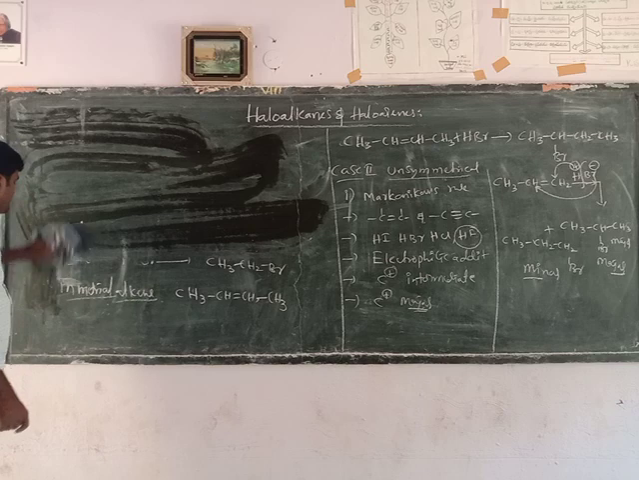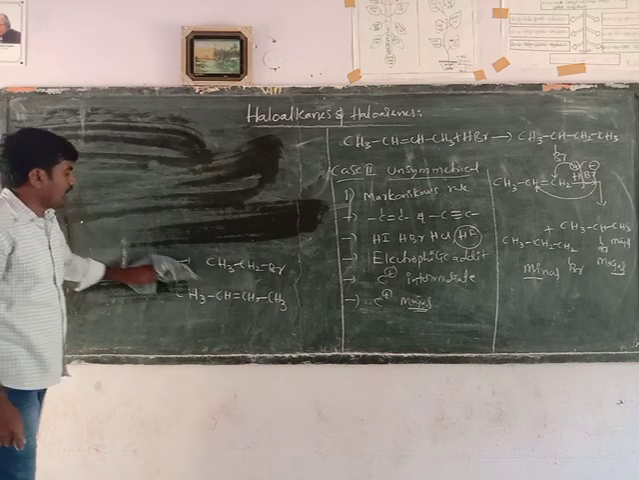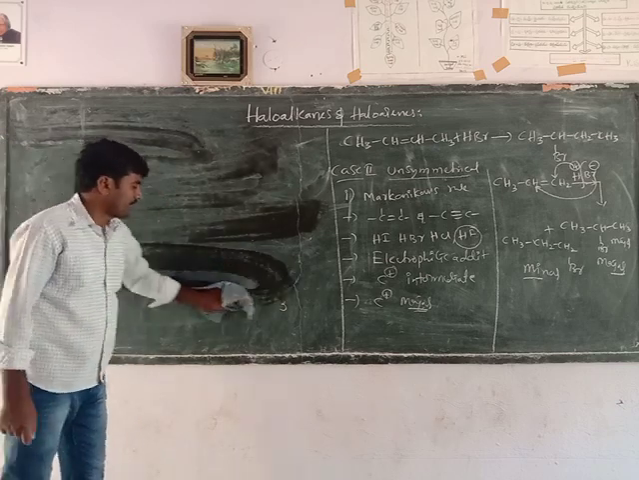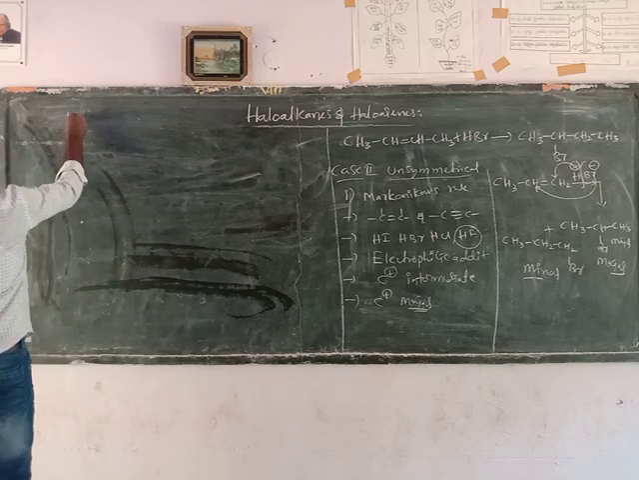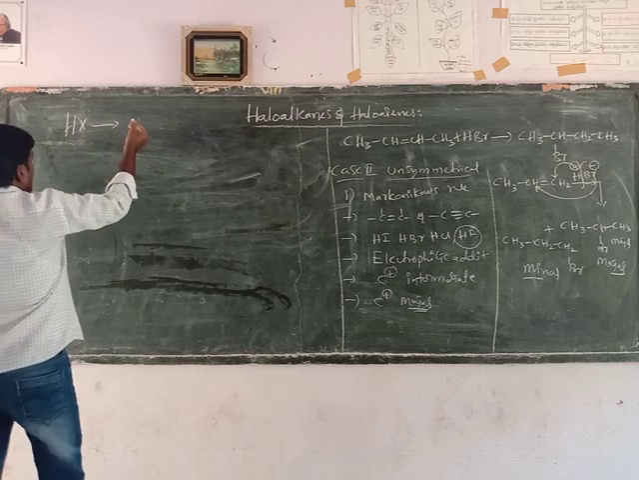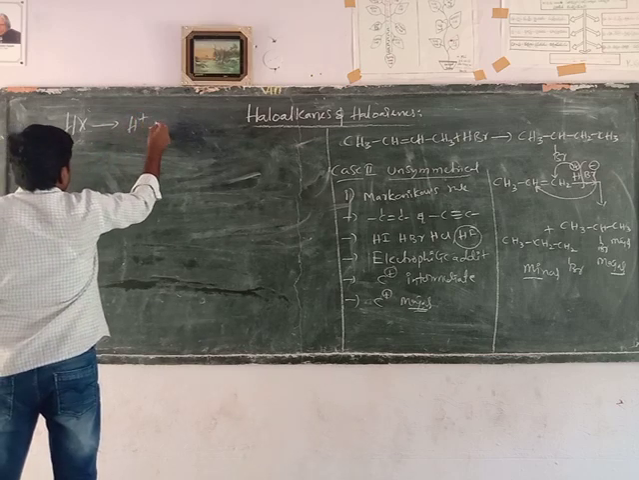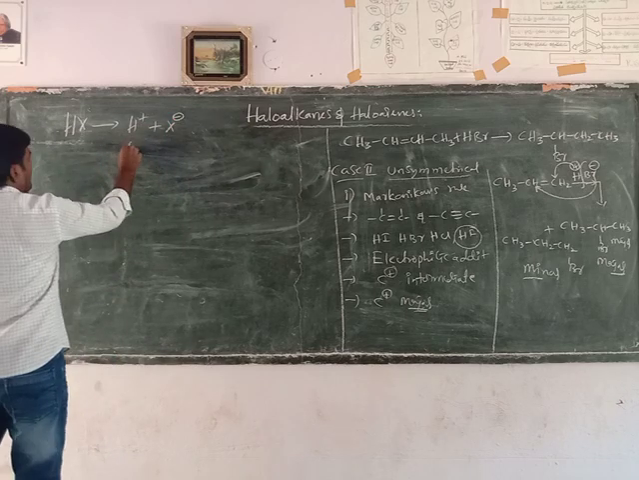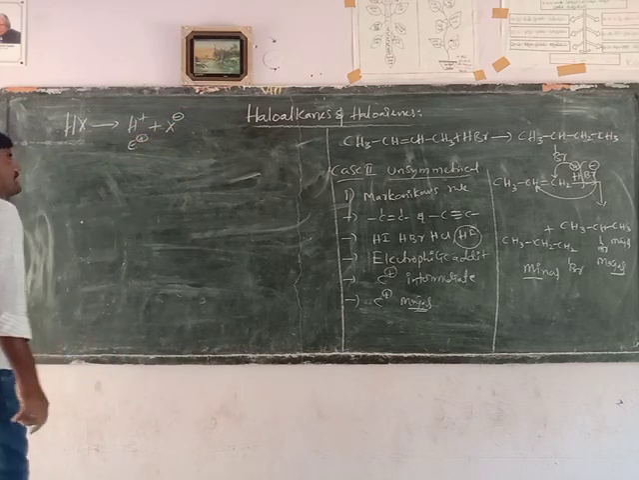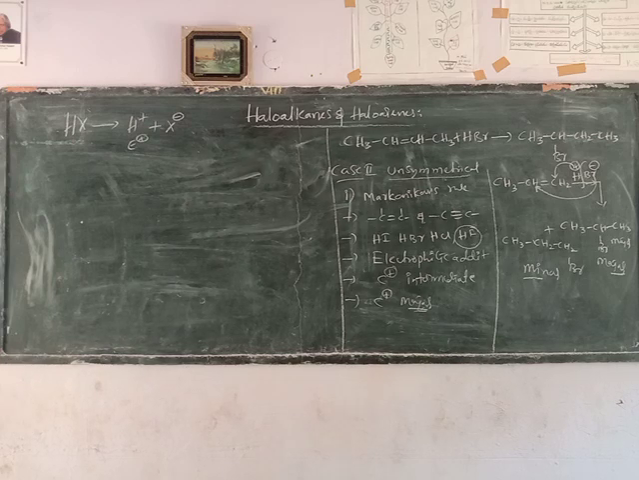Markovnikov addition of hydrogen halide to alkenes follows the electrophilic addition reaction. Initially the hydrogen halide undergoes heterolytic cleavage to form a proton plus a halide ion. This proton acts as an electrophile, electron deficient, and attacks the electron rich side. Loosely bonded pi electrons are available in the alkene, and it attacks the multiple bond carbon with more hydrogen atoms according to the Markovnikov rule.